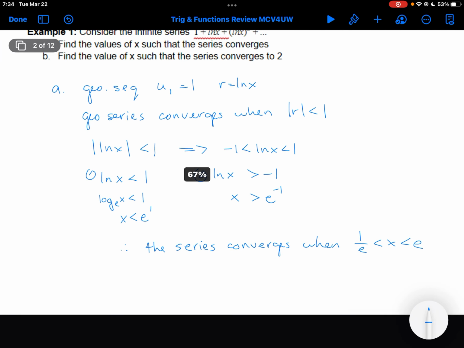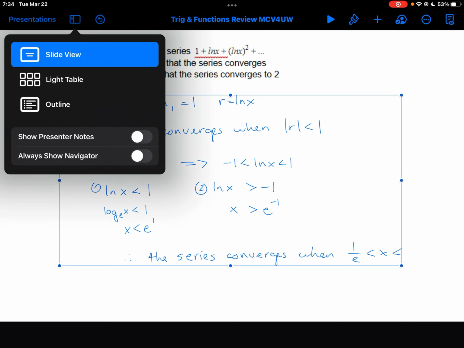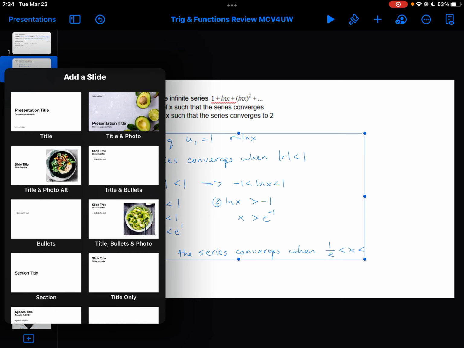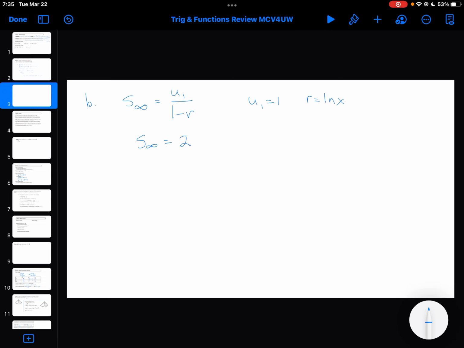Part B is asking us to find the value of x such that the series converges to 2. I'm just going to add another slide in here so I can do part B. So we know that from our formula sheet, the sum of an infinite series is the first term over 1 minus r. So for our sequence, we had the same as before. Our first term is 1. Our r value is ln x. We want to find the value such that the sum of this infinite series is equal to 2.